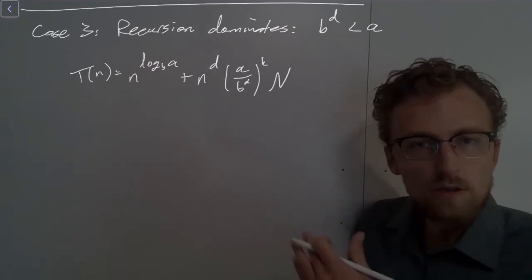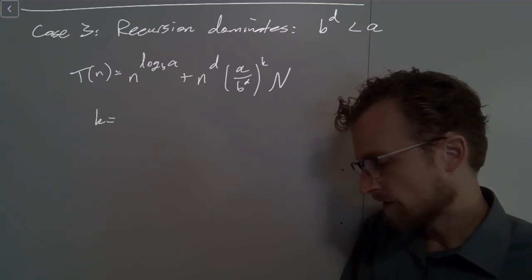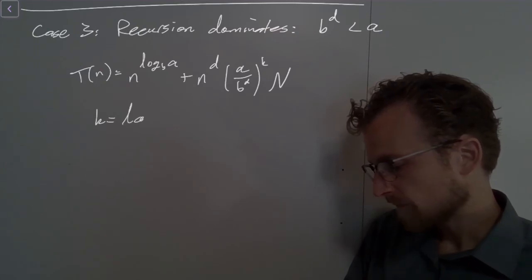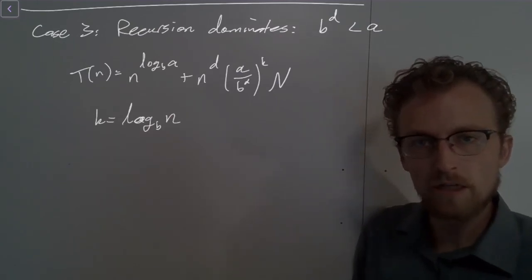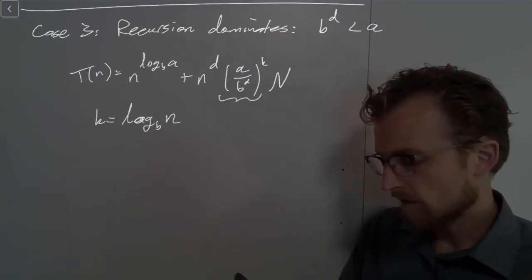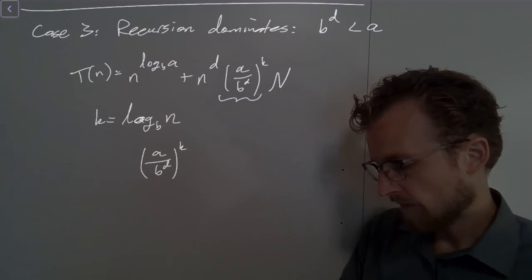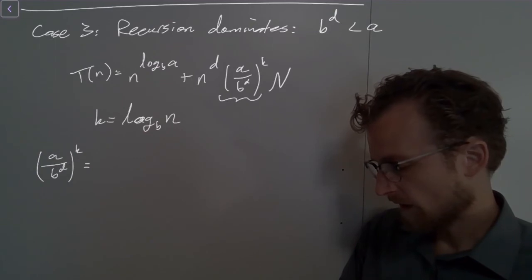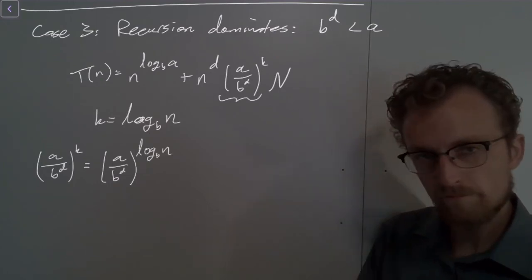Okay, and so we can use the same anchoring equations that we have before, where we can say, well, look, k equals, in this recursion, k equals log base b of n. So there's our relationship there. And then let's investigate this piece. So I've got a over b to the d to the power of k. Well, this I can rewrite quite simply, just plugging in my expression for k. So b to the d to the power of log base b of n.